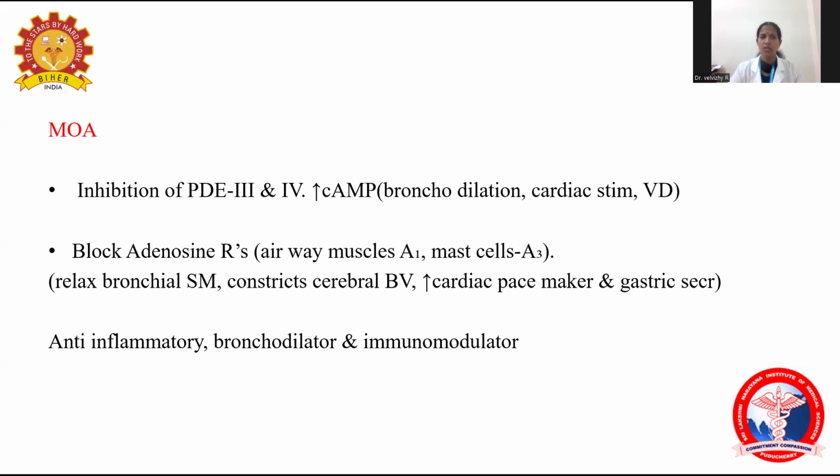If this phosphodiesterase enzyme is inhibited, what will happen? Automatically there will be an increase in cyclic AMP, leading to bronchodilation. So this is the main action. Apart from this, it also blocks the adenosine receptor present in airway smooth muscles. By blocking this adenosine receptor, it also causes bronchial smooth muscle relaxation. So methylxanthine is not only a bronchodilator, it also has anti-inflammatory action and some amount of immunomodulator action.